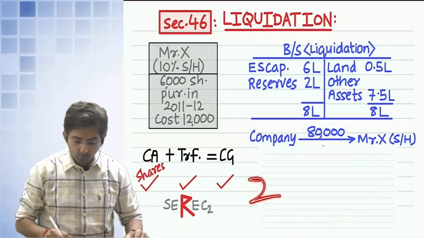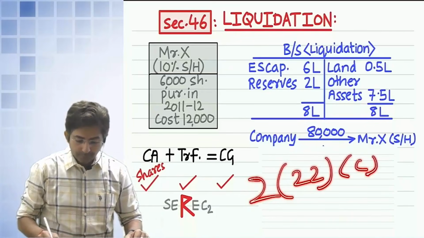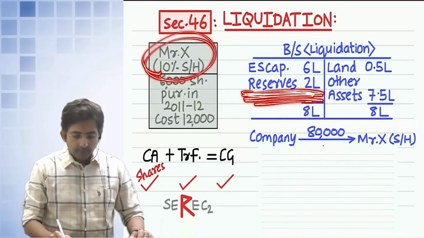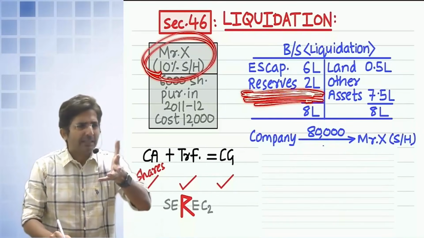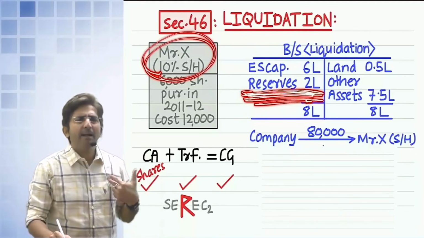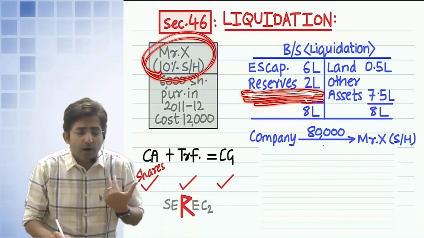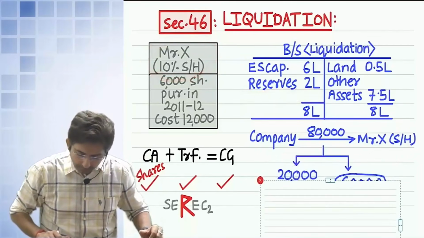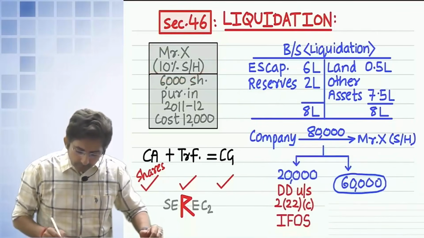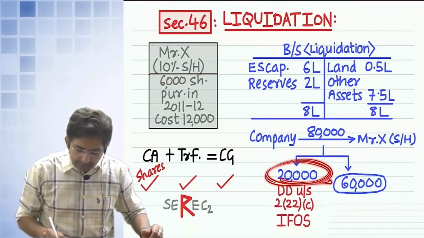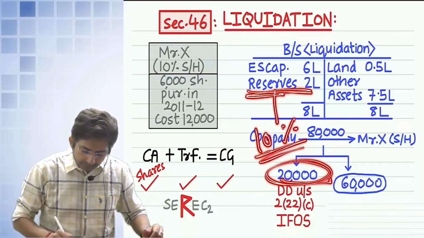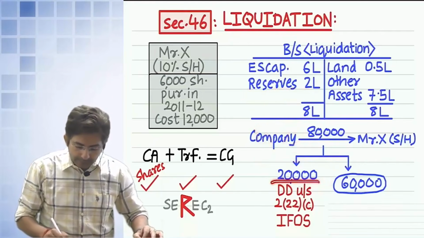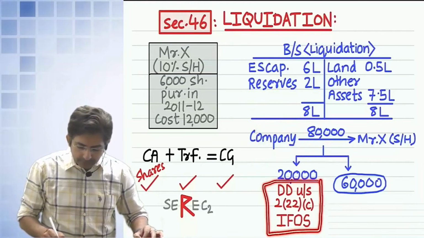As per section 2(22)(c). So tell me, for Mr. X, what is his share in the reserves? Reserves is 2 lakhs, but the entire 2 lakhs is not Mr. X's. If I am Mr. X, I am a 10% shareholder. So how much will I get in the reserves? 10%, so 20,000. So see here, to the extent of 20,000 rupees. How did I get this? His share in the reserves of 2 lakhs. To the extent of 20,000, we will call it deemed dividend under section 2(22)(c).